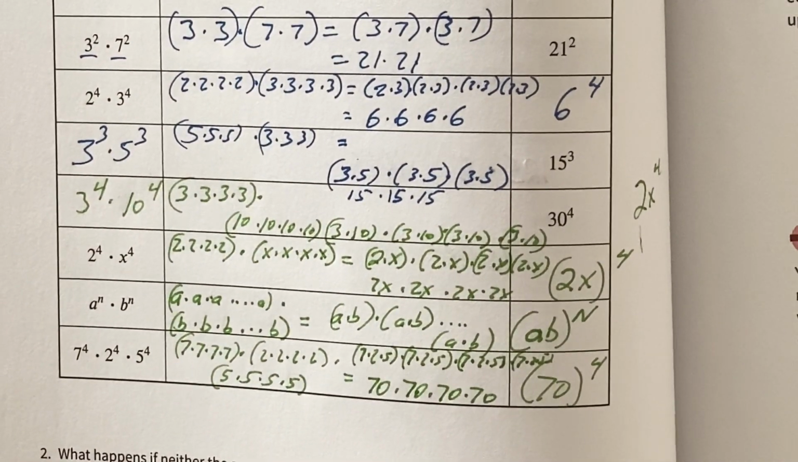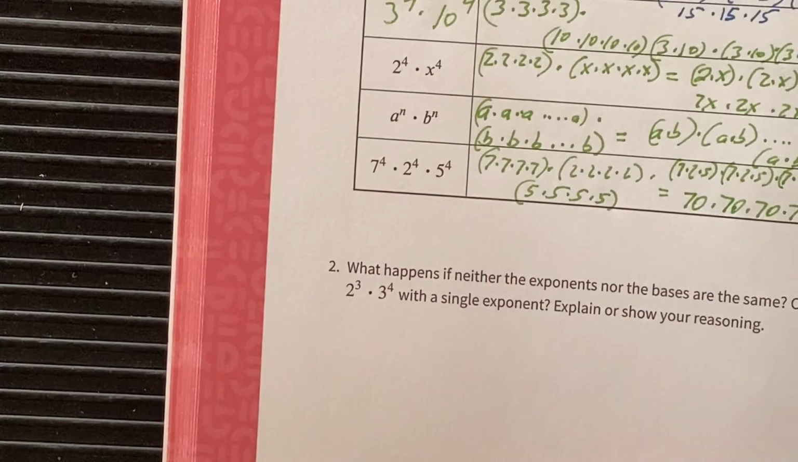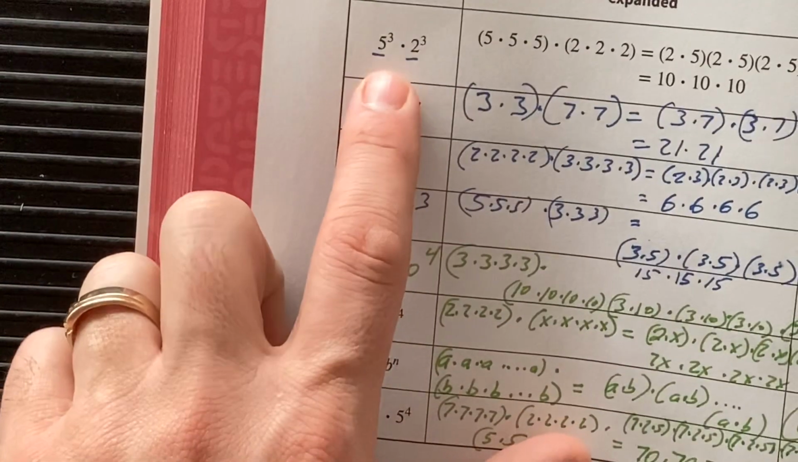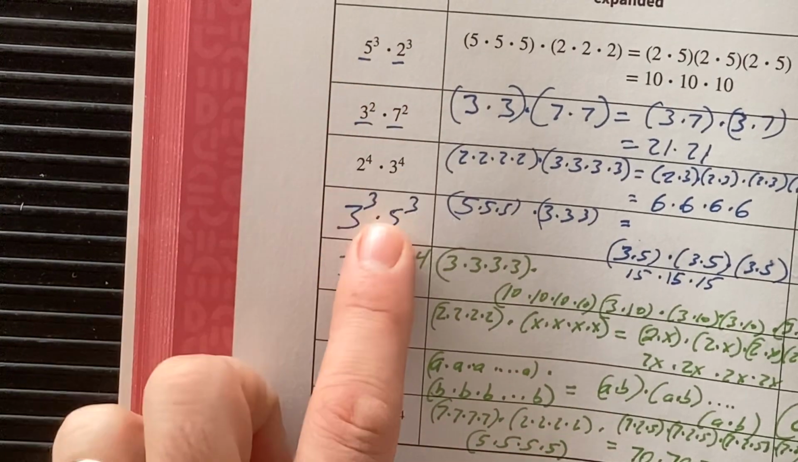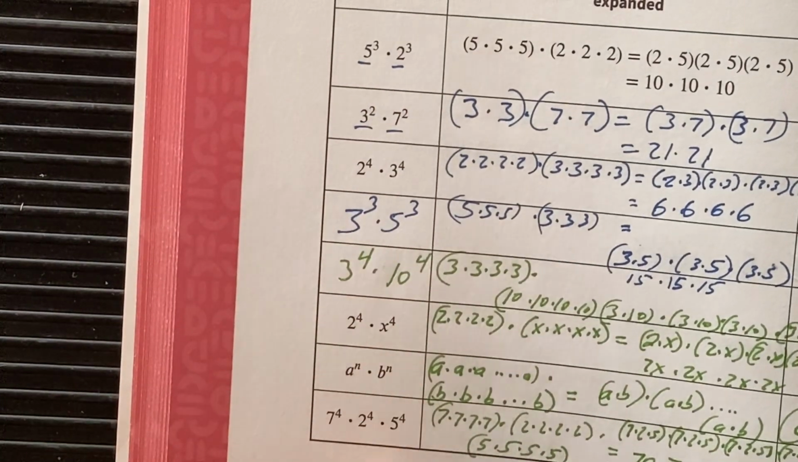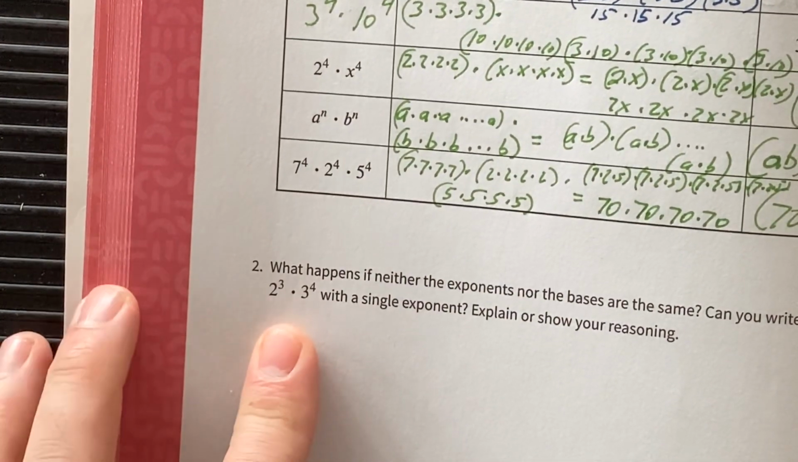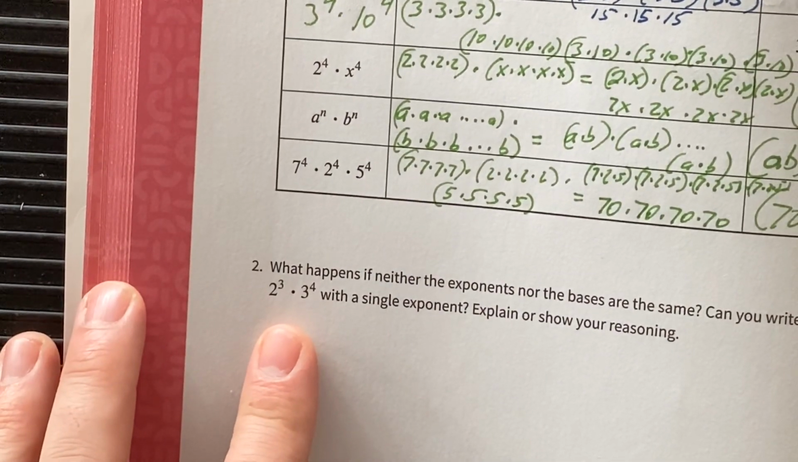All right, question number 2. So what happens now if the exponents are not the same? We haven't seen one of those. Here all the exponents are the same: 3, 2, 4, 3, 4, 4, and so on. What happens if they're not the same? What do you think?